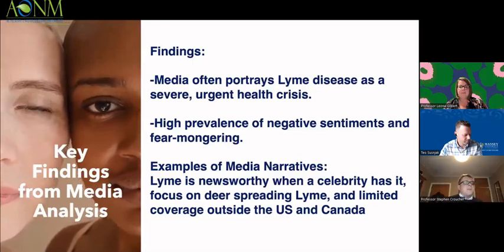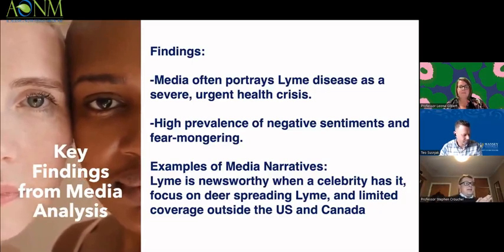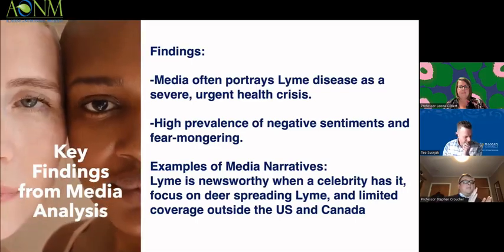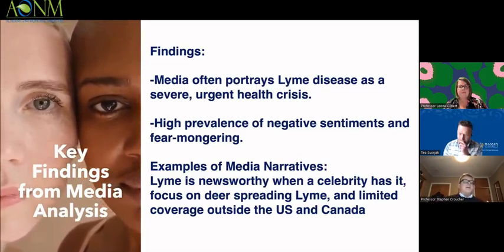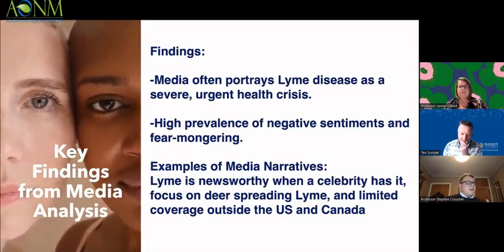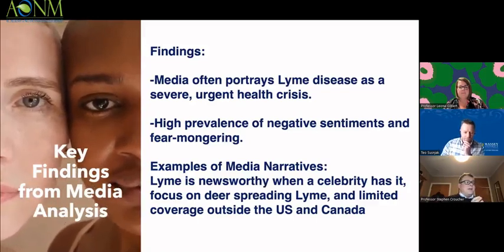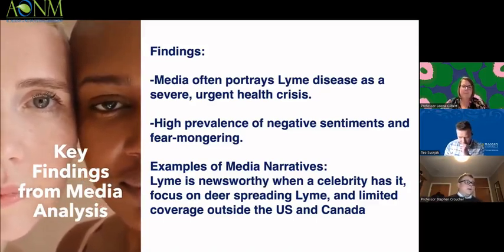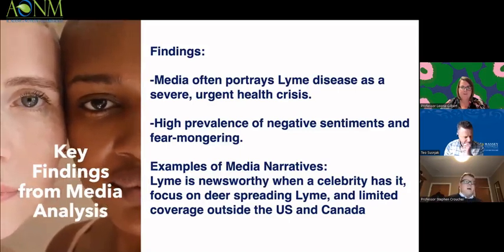Examples of narrative: Lyme is newsworthy when a celebrity has it. That's the big thing. It's more newsworthy, I would say, more in the US and Canada even, when celebrities have it. There's more of a discussion of deer and Lyme than anything else, and limited coverage outside of the US and Canada in English-speaking media. There's very little of it in Australian and New Zealand media. Very little coverage.